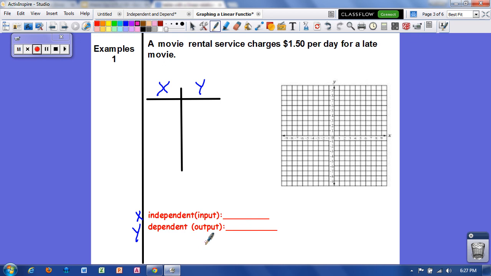So if you were to rent a movie, the number of days late, that is going to affect how much you are charged. So the cause, the independent, would be the number of days. And then our dependent, which would be the effect, that would be the actual charge. All right, now that we have that figured out, we want to start filling in values on the table. Now, you're used to seeing some x values already there, but we don't have any, so we have to create our own. Now, I'm just going to tell you right now, I love the number 0. That's my favorite thing to start with in these situations.